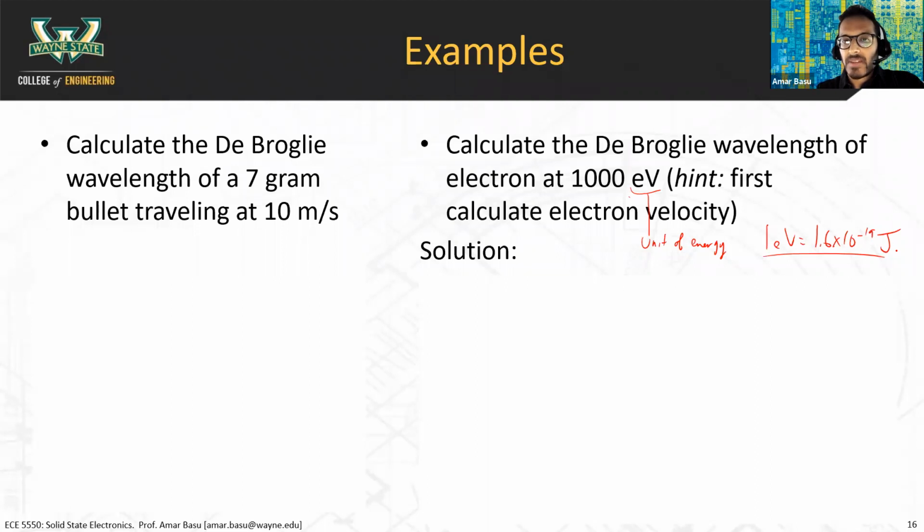So the hint I'm going to give you is first calculate the electron velocity. We have the kinetic energy equation, so you can use that to calculate the electron velocity, and then use the velocity to calculate what the de Broglie wavelength is. And you're going to see there's a huge difference between the de Broglie wavelengths of a bullet versus an electron.